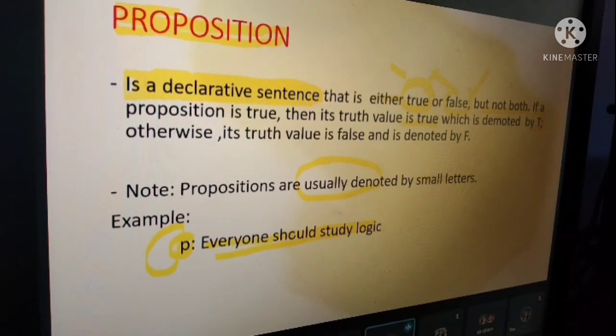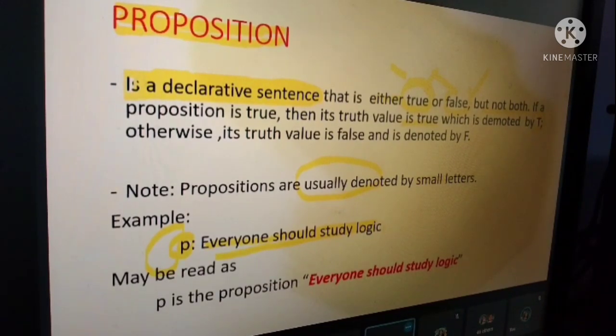Now, pag sinabi mong everyone should study logic, totoo ba to o hindi totoo? Sa tingin mo, anong sagot mo dyan? You can unmute your microphone and then support your answer why it is true or false. Sino pwede sumagot? Please unmute your microphone. Everyone should study logic. Wala. Okay. So, ang basa dyan ay p is the proposition: everyone should study logic. So, yan yung basa dyan sa statement na yan.